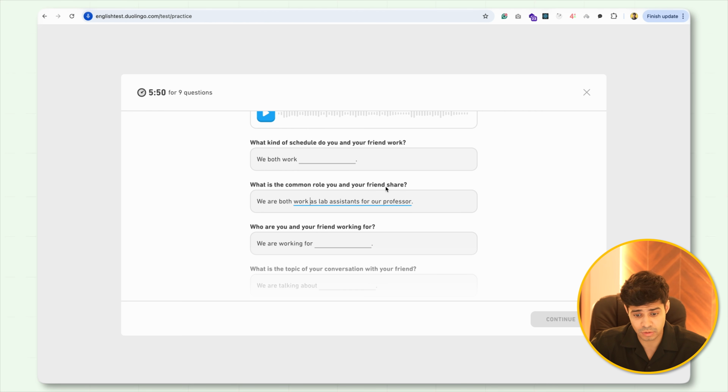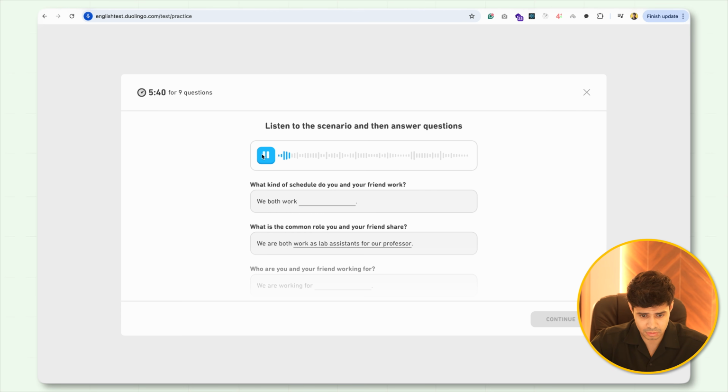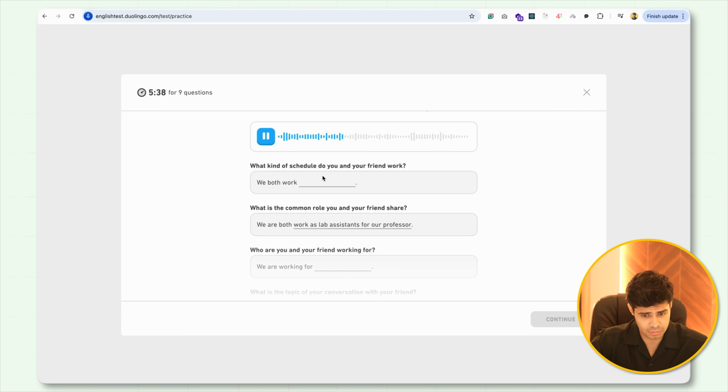What is the common role you and your friend share? Well, we work as lab assistants. For this one, and by the way, this is the new question type. What kind of schedule do you and your friend work? Let's just hear this again. You and your friend have recently gotten part-time jobs as lab assistants for a professor. You are discussing how the job is going. Well, we work part-time, that much we know, right?